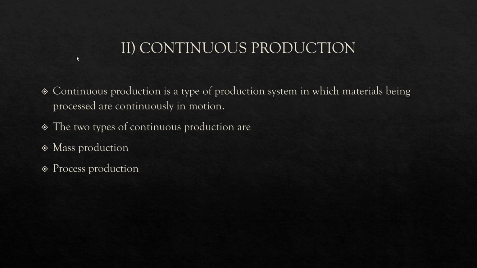Next, we can study what is a continuous production system. Continuous production system is a type of production system in which materials being processed are continuously in motion. Here, the items are made to flow through a sequence of operations through material handling devices such as conveyors, transfer devices, etc. Production facilities are arranged as per the sequence of operation, and from the first operation to the finished product there will be a sequence of production operations.